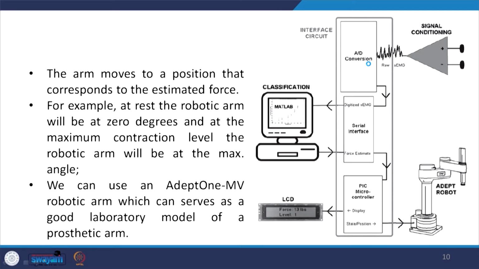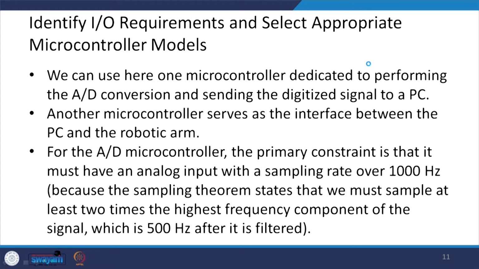And we can use an ADEPT 1 MV robotic arm, which can serve as a good laboratory model for the prosthetic arm. Its configuration is very similar to that of a prosthetic arm. Then next is the identification of input output requirements and selection of the appropriate microcontroller model.